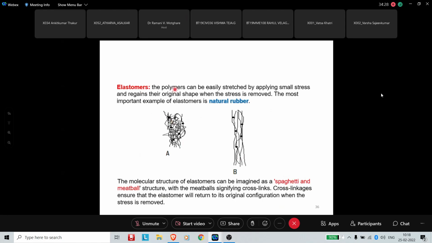Coming to elastomers, the polymers can be easily stretched by applying small stress and regain their original shape when stress is removed. The most important example of an elastomer is natural rubber. The molecular structure of elastomers can be imagined as spaghetti and meatballs, with the meatballs signifying the places where it is cross-linked. The cross-linkage ensures that the elastomer will return to its original configuration when the stress is removed.